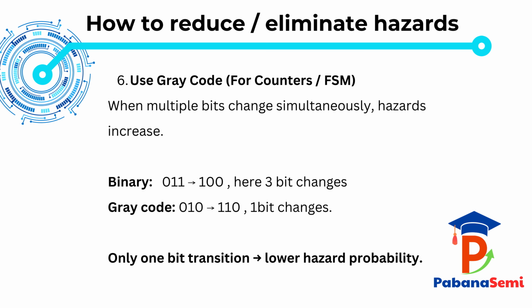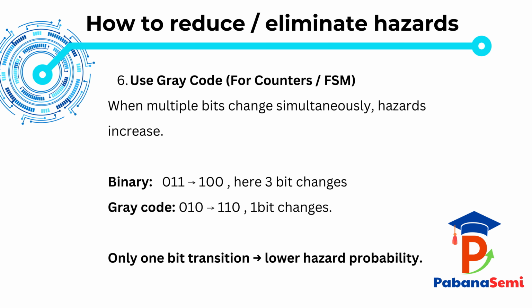Now let's look at another practical way to reduce hazards using Gray code, especially in counters and finite state machines. When multiple bits change at the same time, the probability of hazards increases. For example, in normal binary counting, 011 transitions to 100. Here, 3 bits change simultaneously. If those bits do not switch at exactly the same time, which is very common in real hardware, temporary intermediate states may appear. That increases glitch and hazard probability.